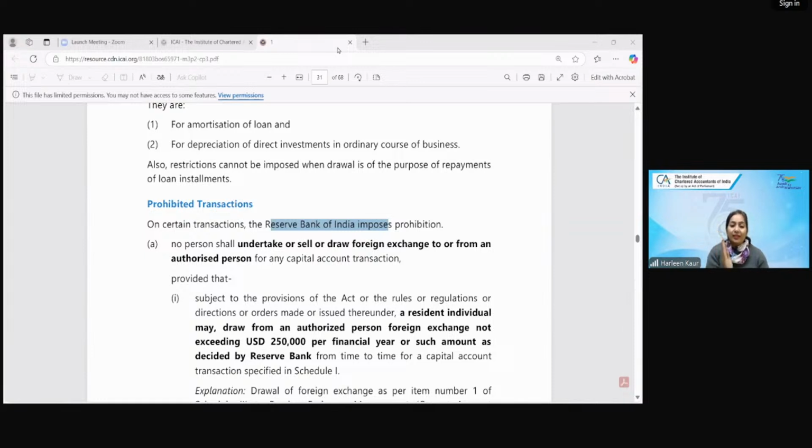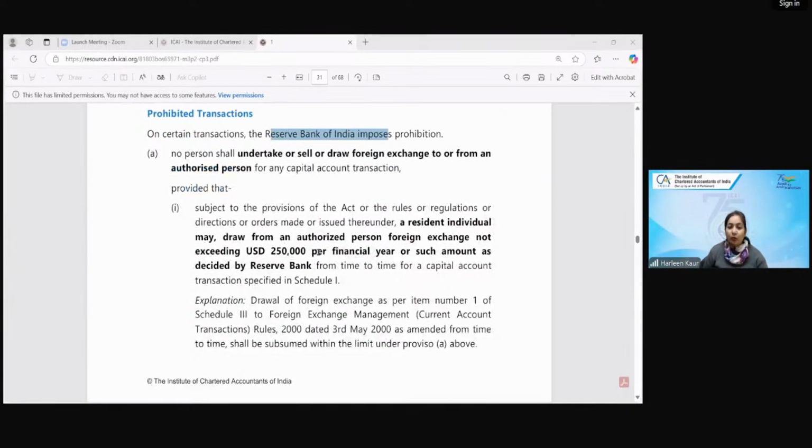Now, children, it is trying to tell you RBI has imposed certain restrictions on these prohibited transactions. It says you cannot draw, sell, or use foreign exchange. It means there is a prohibition on utilizing foreign exchange for which transactions? A resident individual drawing it from the authorized person not exceeding USD 2,50,000 per financial year or the amount as decided by the Reserve Bank. This is the same Liberalized Remittance Scheme that they have made in the current account transactions.